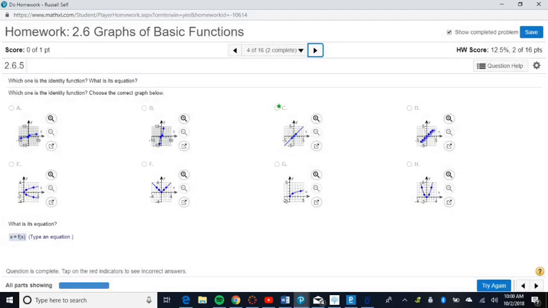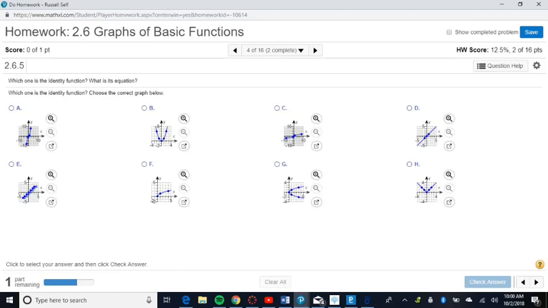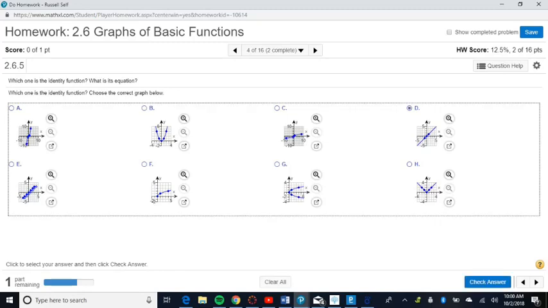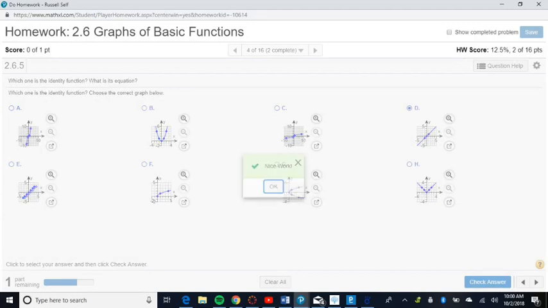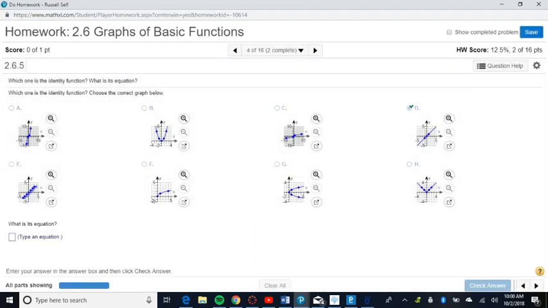Just going to go through our homework. Which one is the identity function? Remember, the identity function is a straight line that goes right through. Whoops, I've left it on show complete answer. I don't want that. So the only one, and you notice if you change it again, the only one that does that is this straight line going through the zeros here. So in this case, D.